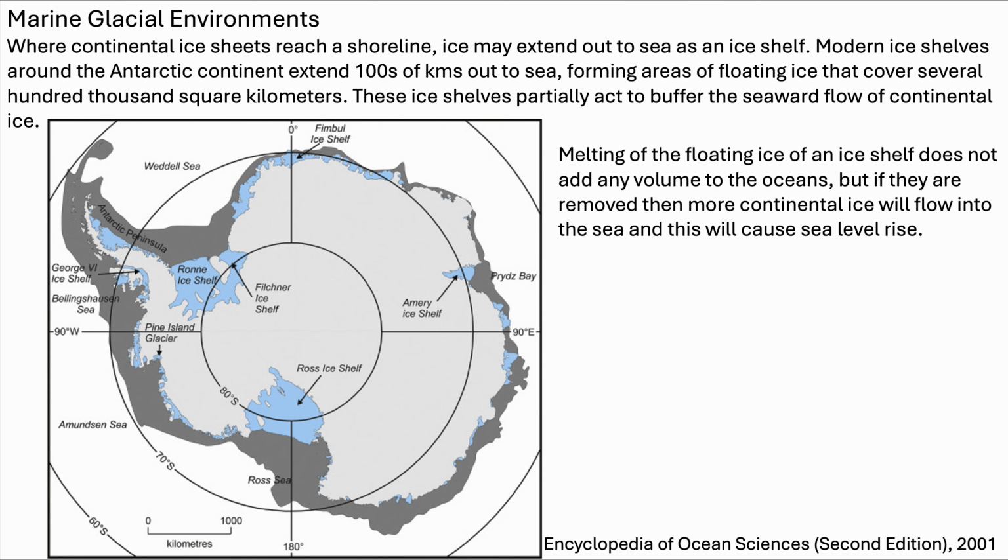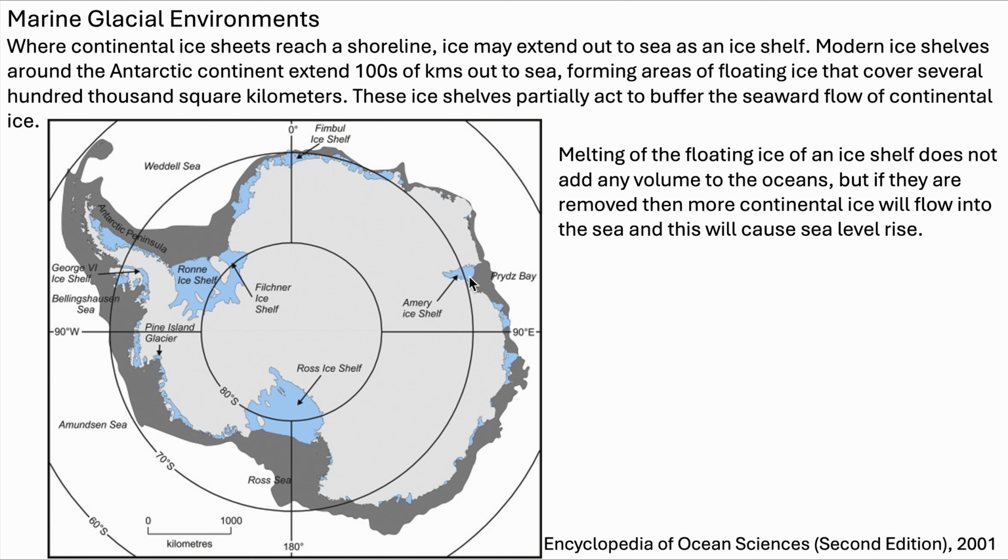In marine glacial environments where the continental ice sheets reach a shoreline, the ice can extend outward a considerable distance as an ice shelf, where the ice is not actually touching the bottom, or grounding as it's known. So some of these, like the Ross Ice Shelf, can be several 100,000 square kilometers. So the big ones in Antarctica are the Ross Ice Shelf, the Ronne Ice Shelf, the Thwaites Ice Shelf, and the Amery Ice Shelf.